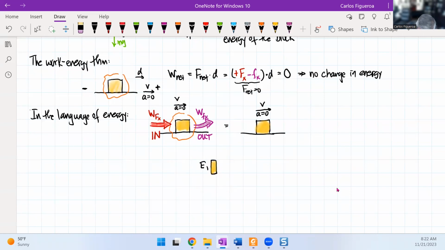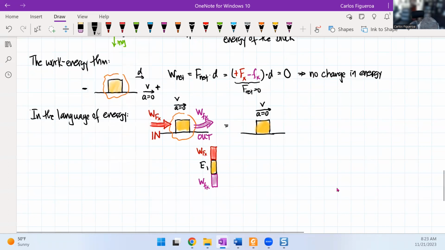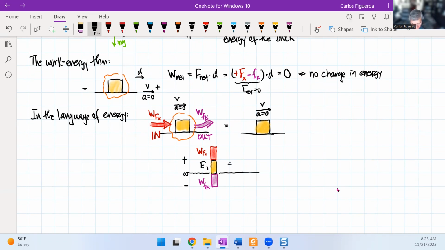So if it has this amount of energy, I see that there is positive work done by the work of f of x. But simultaneously, there is negative work done by the force of friction. And so remember, if this is my zero line, then everything above this is positive, everything below this is negative.